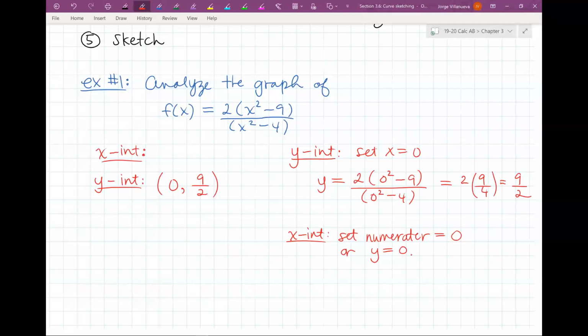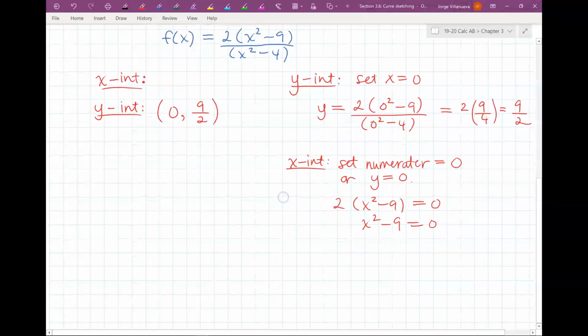So I'm going to set my numerator equal to 0. So 2 times x squared minus 9 equals 0. That means that x squared minus 9 is 0, so x squared equals 9, which means x is plus or minus 3. So my x-intercepts are at (±3, 0).